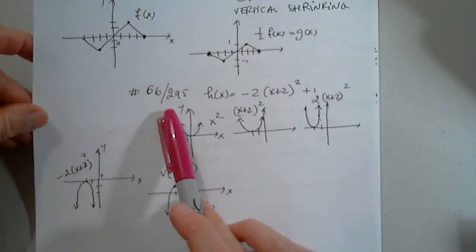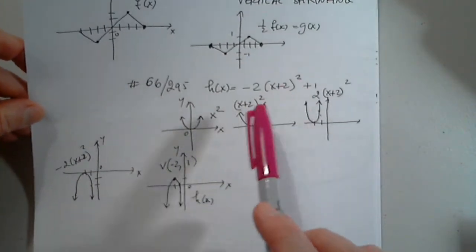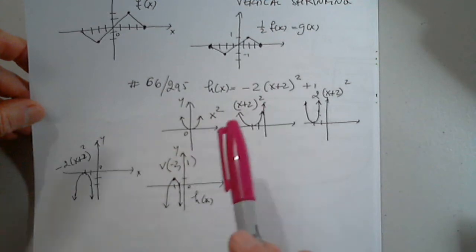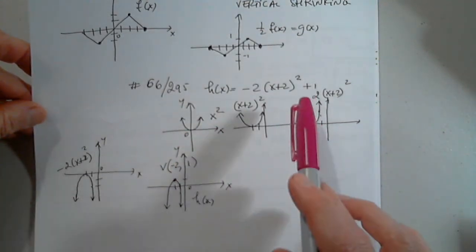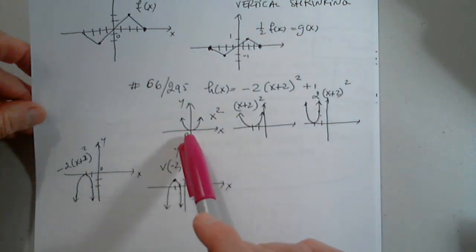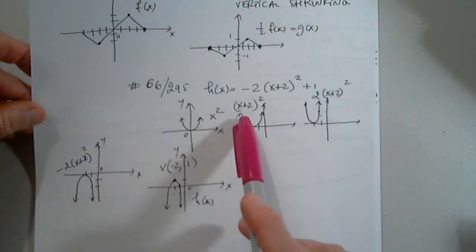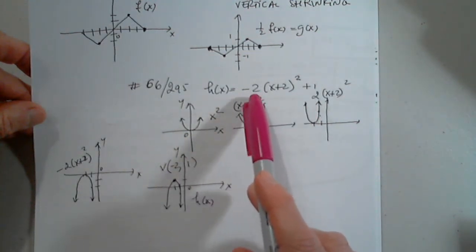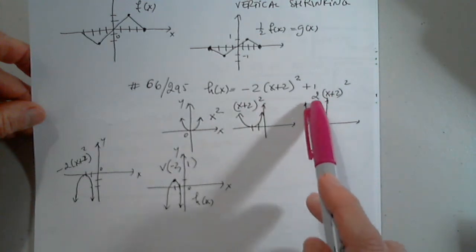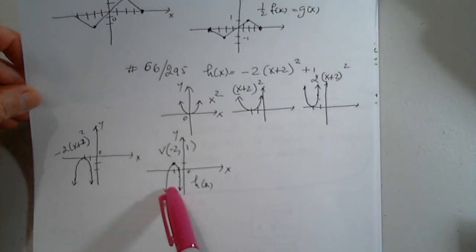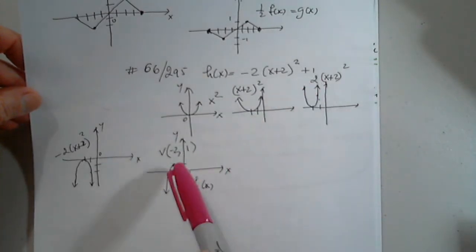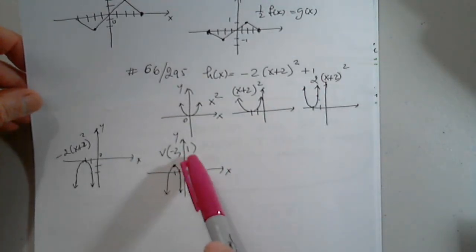This is problem 66 on page 295. Exactly the same thing, the same order of transformations as the order of operations, basically. So x squared, shift left 2, then multiply by 2, which is a vertical stretching of the graph, and then reflect, and then up 1. The vertex is -2, 1.